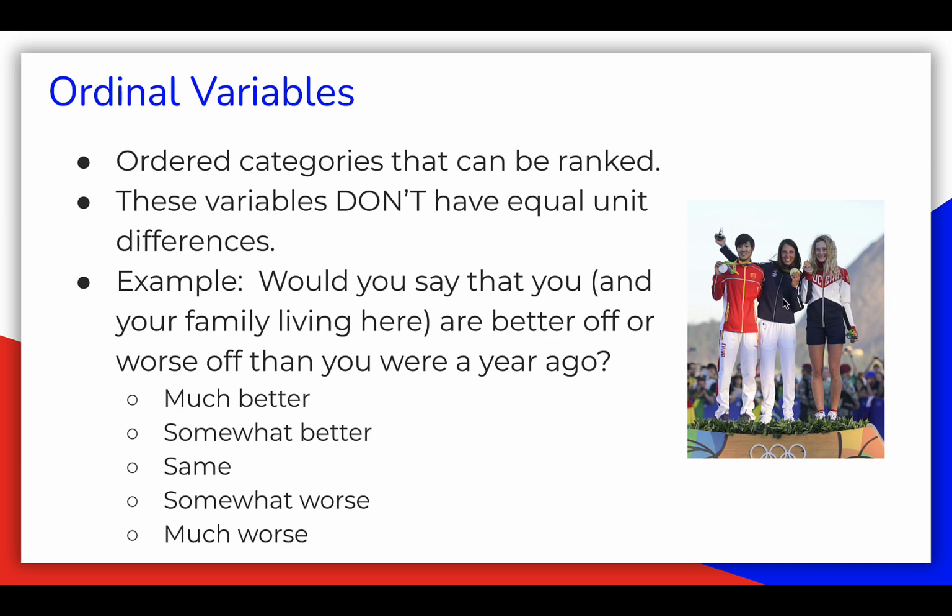Does that make sense? The difference between gold and silver was 4 seconds, and the difference between silver and bronze was 6 seconds. So that's the idea here. They're still ordered in that gold was on top, silver was second, and then bronze was third. But those differences in their wins are not the same. And the same applies here, particularly for Likert scales. The unit differences between these are not necessarily the same. They might differ from person to person, and even the difference within the categories might be somewhat unique as well.